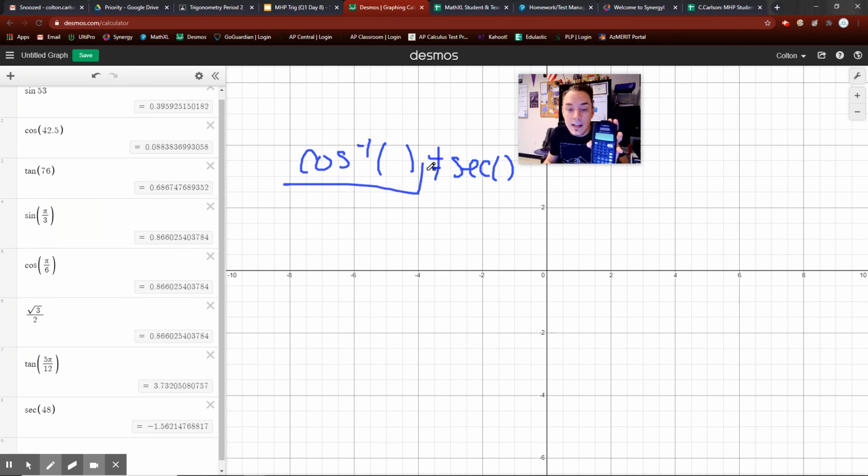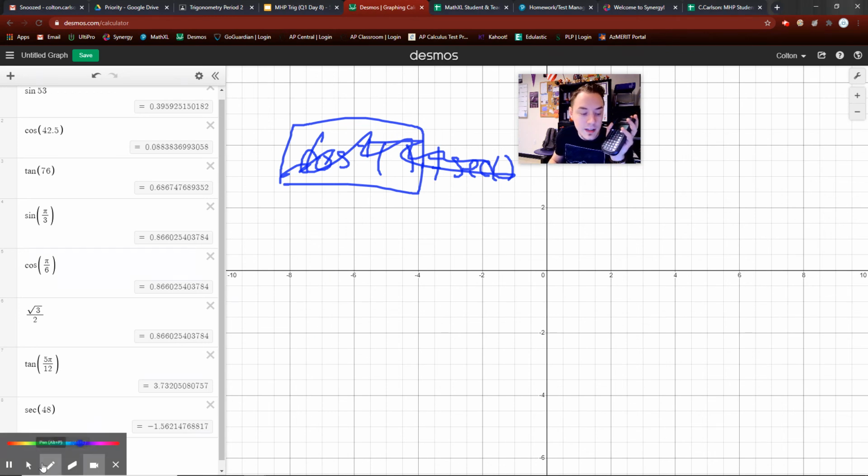This right here means the inverse of cosine. Secant is not the inverse of cosine. It is the reciprocal. Okay? They're different things. Reciprocal is not the inverse. So do not use this on your TI-36X Pro. If you're on the TI-36X Pro, you need to type it in like this.